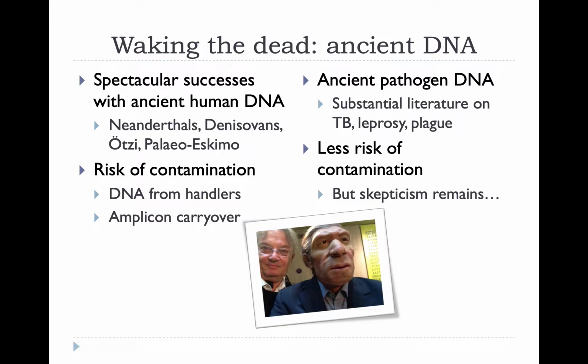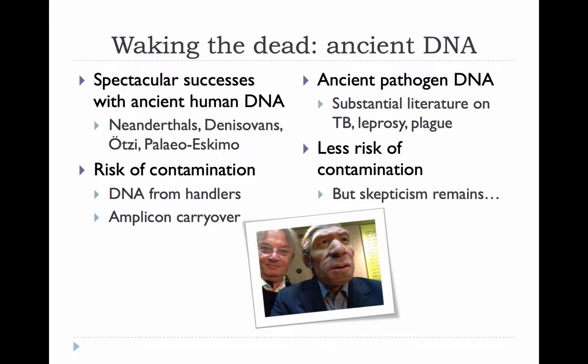Now, if we look at ancient pathogen DNA, there's now substantial literature on this, and I'm going to talk to you about leprosy, plague, and TB, but there are others as well. Here, of course, the risk of biological contamination is much lower because we're assuming that the people handling the specimens, extracting DNA, making libraries, do not have plague, do not have TB, do not have leprosy, so they're not going to be putting those organisms into the samples and into your DNA.